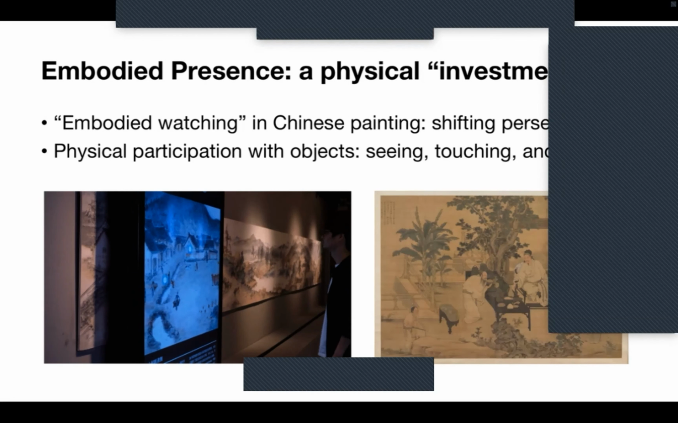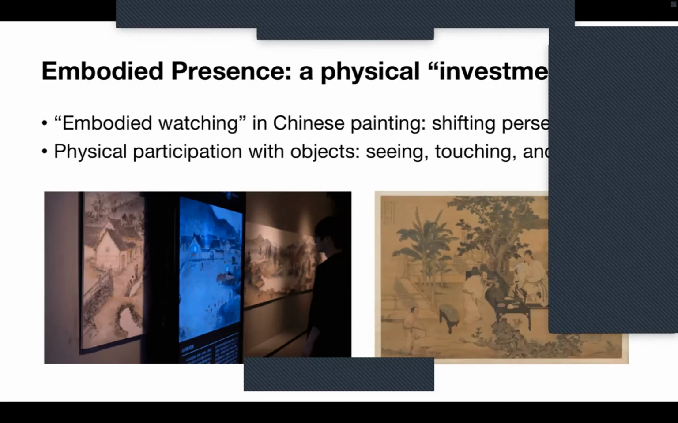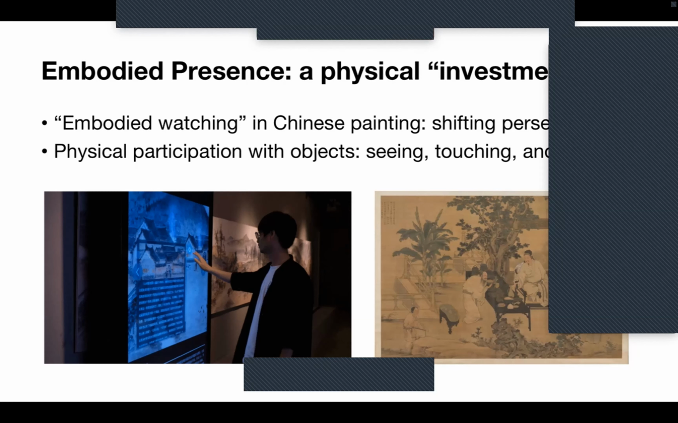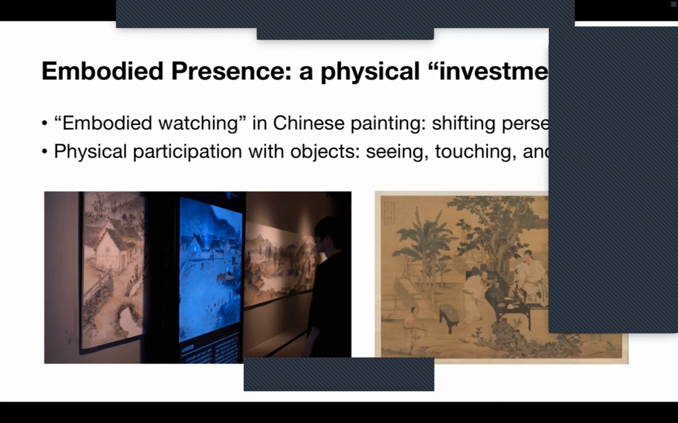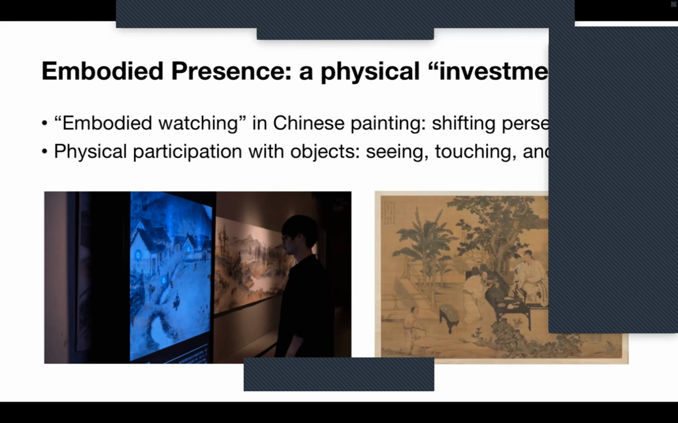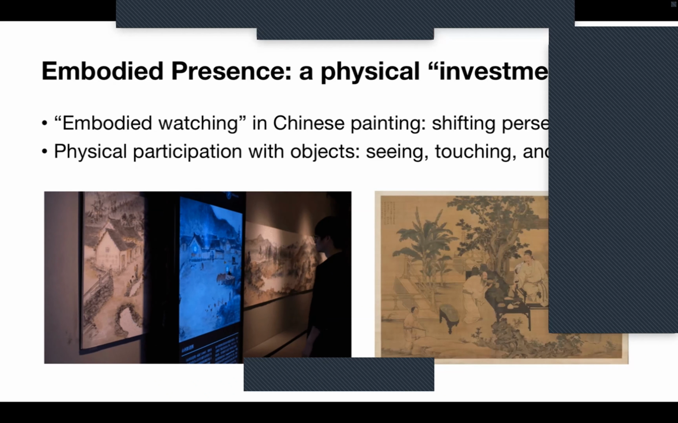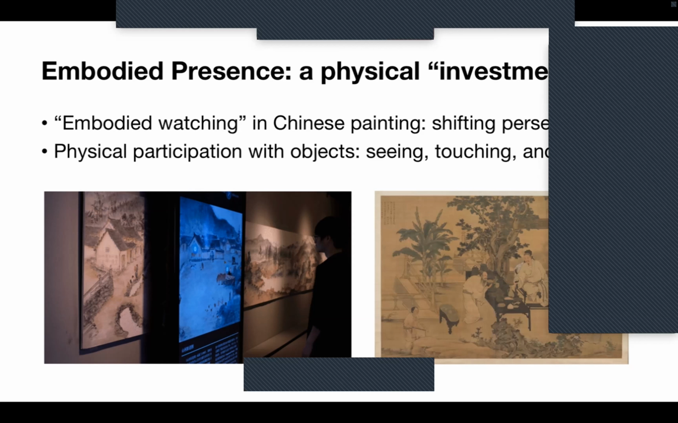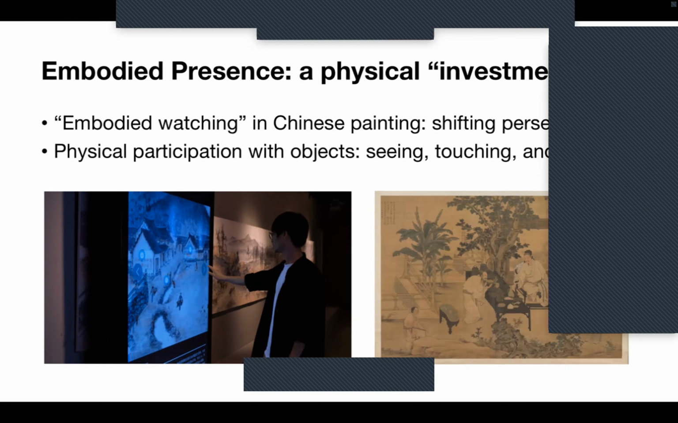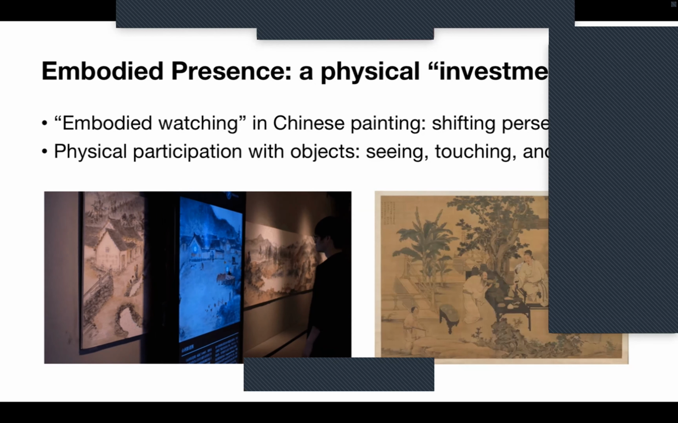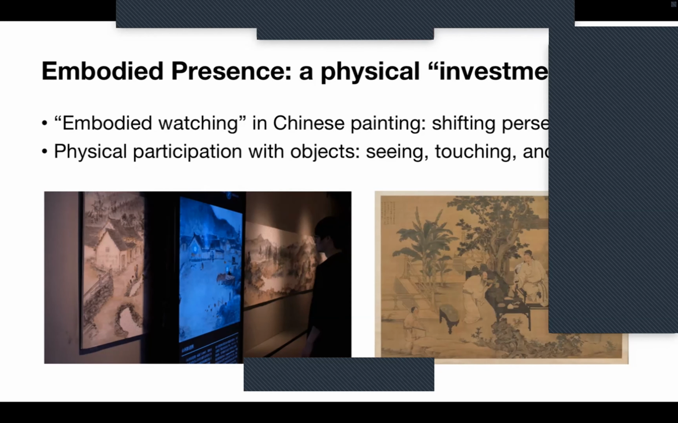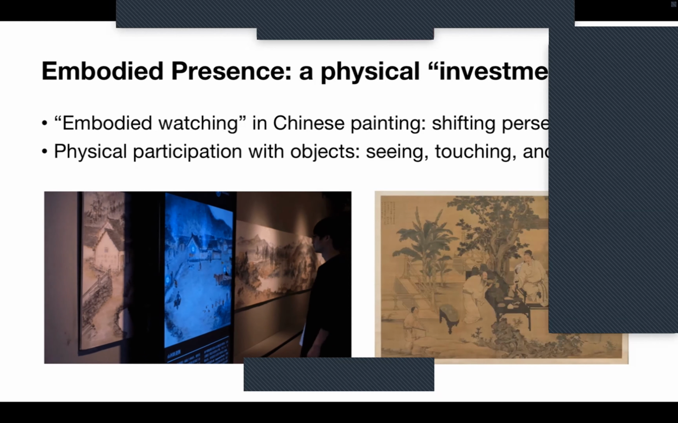So I think this engagement can be seen as embodied presence. It's a physical investment in an experience through active engagement or participation. Firstly, embodied watching in Chinese painting refers to the concept of shifting perspectives, which is the use of multiple viewpoints to depict a subject, creating a more holistic representation of reality. And secondly, in Yaji events, physical participation is emphasized through the act of seeing, touching, and hearing. They were not only drawing, but also playing music in the Yaji event. So by engaging with the object in this way, participants fully immerse themselves in the experience and create a deeper connection with the event.